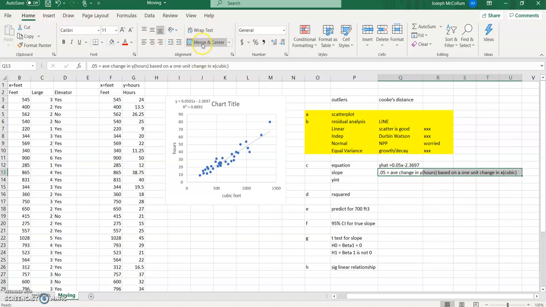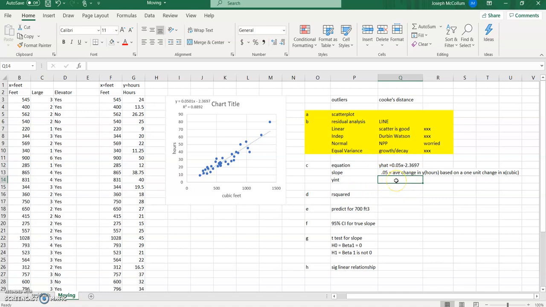If you can't read something, you always do merge and center, and you'll be able to read it clear. So 0.05 average change in hours based on a 1 unit change in x cubic feet. Kind of tells you again, per cubic feet, how much longer it's going to take. If we go to an apartment that has 1 more cubic foot, how much more time in hours would we need?